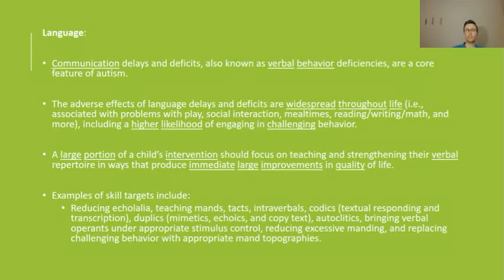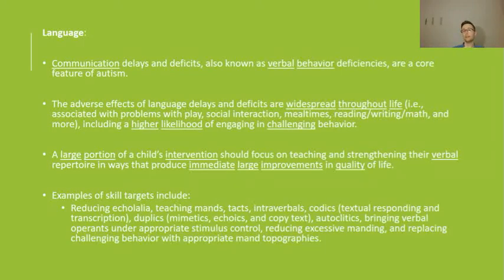Language. Communication delays and deficits, also known as verbal behavior deficiencies, are a core feature of autism. Now, the adverse effects of language delays and deficits are widespread throughout life. It's associated with problems with play, social interaction, meal times, reading, writing, math, and more. And when children have severe language delays or deficits, they're more likely to engage in challenging behavior. A large portion of a child's intervention should focus on teaching and strengthening their verbal repertoire in ways that produce immediate large improvements in quality of life.